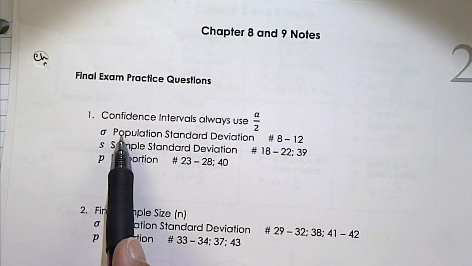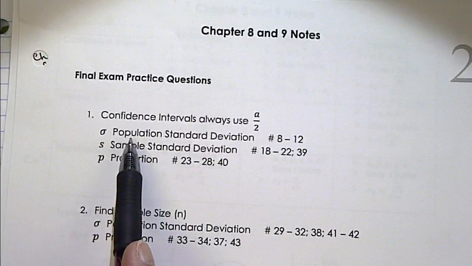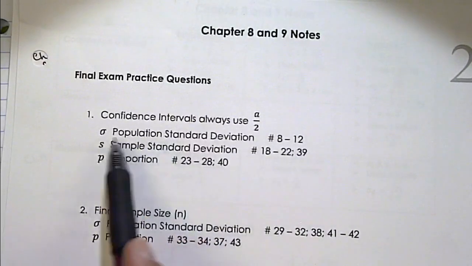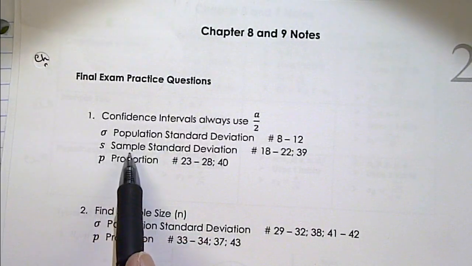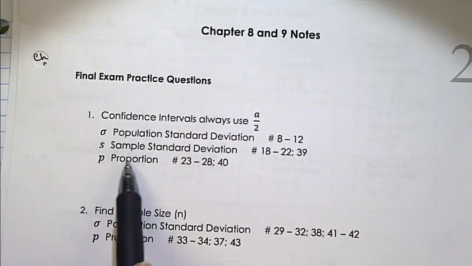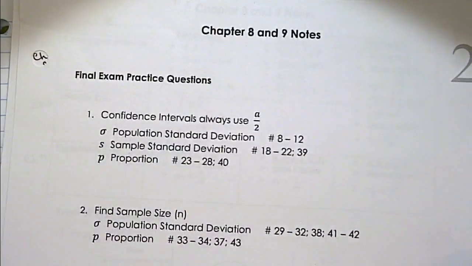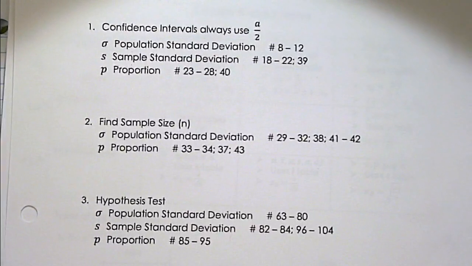You can have population standard deviation given to you. If you have the population standard deviation given to you, then that's one calculation, one thing you need to remember. If you don't have the population standard deviation given to you, then you have a sample standard deviation that you have to use. And the next thing is proportion problems. So 3 types of problems, 3 types of confidence interval problems. Everybody understand that?